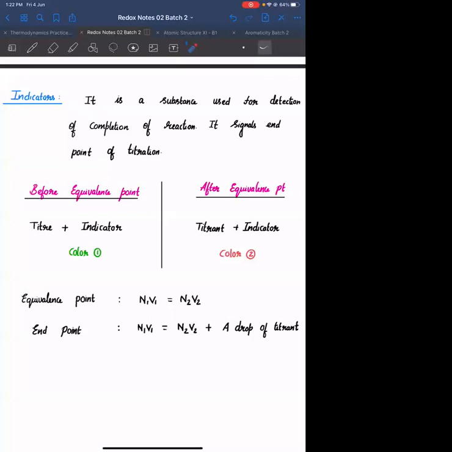Before the equivalence point, inside the system, you have the titrate that you took in the conical flask and the indicator, and it will be showing some color one. At equivalence point, the entire titrate will be reacting with the entire titrant, so you will be left with only the indicator. So there can be some transition of color. Okay, and you need to add some extra drop of the titrant in order to have color 2.